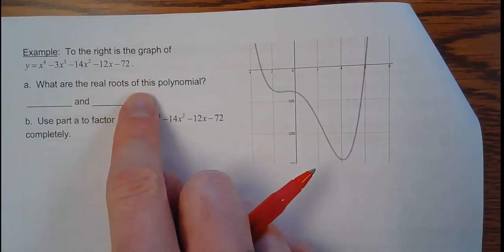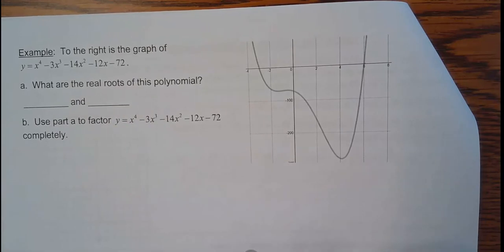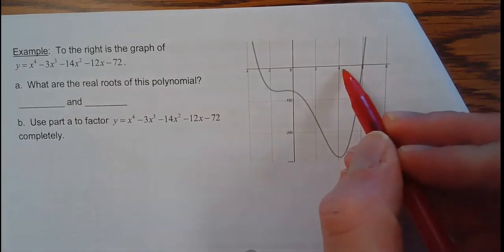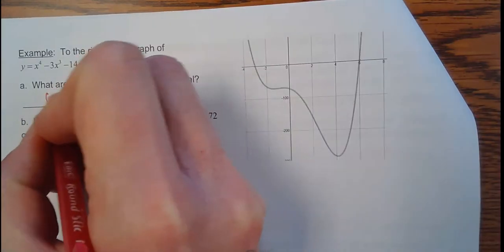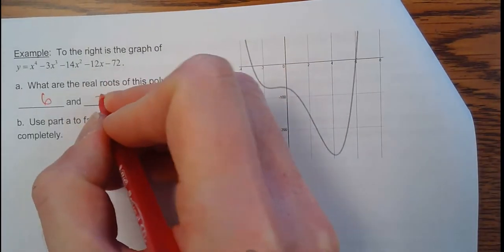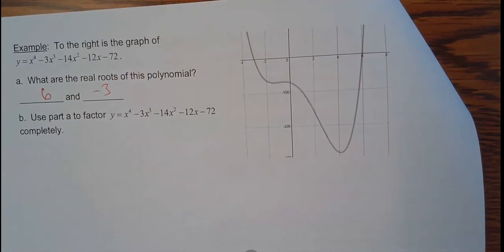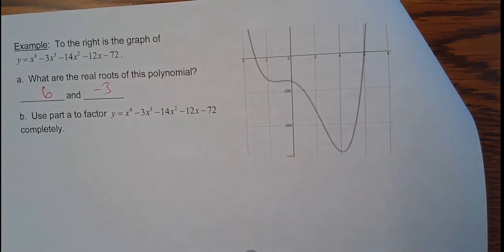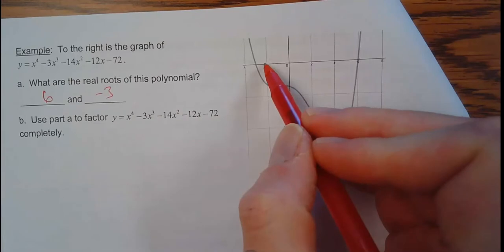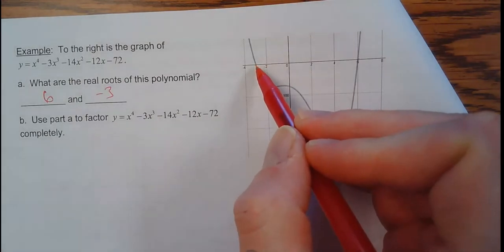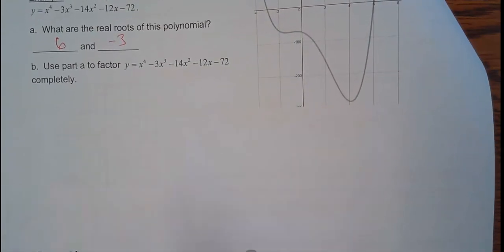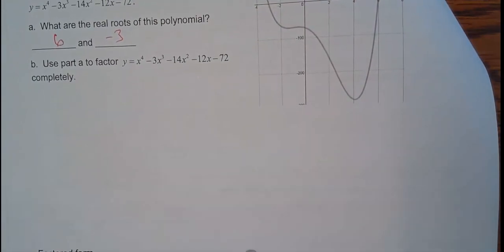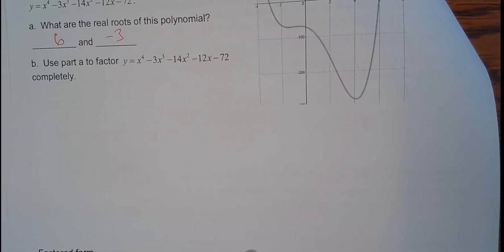So what are the real roots of this polynomial? If I just look at the graph itself, it looks like it crosses at, and these are going up by 2s, 2, 4, 6. And the other one looks like -3. Now, maybe I'm not sure. It looks like it, but what if it's actually like -2.49 or something like that? Well, let's find out. We can check by doing polynomial division or synthetic division, and if it has a 0 remainder, it was a factor.